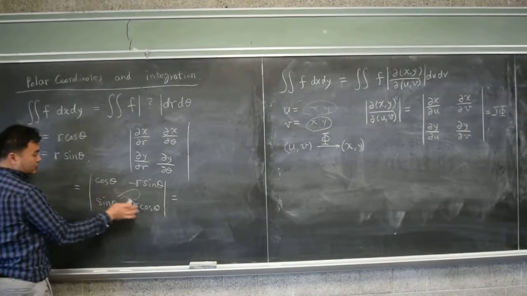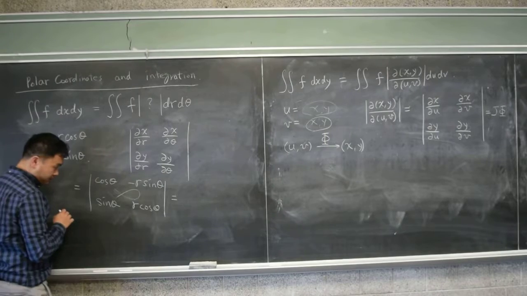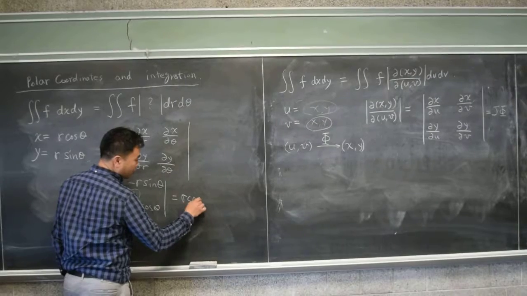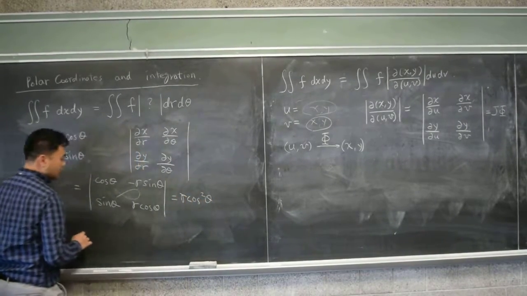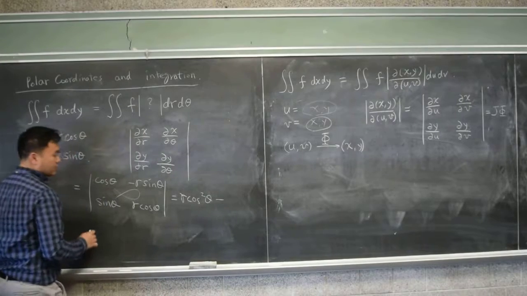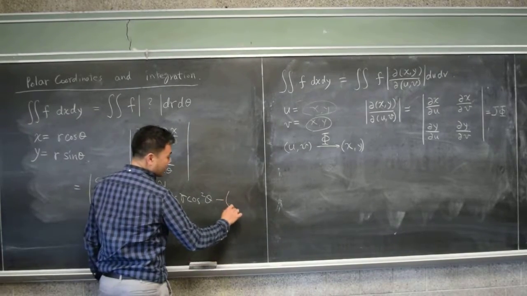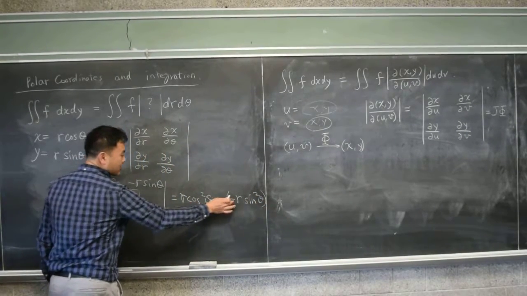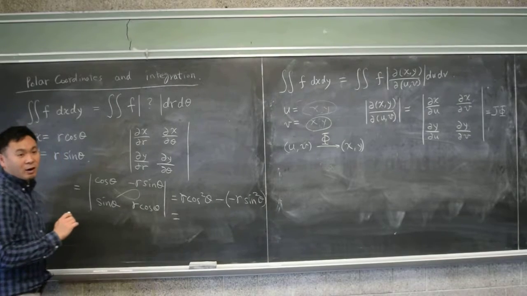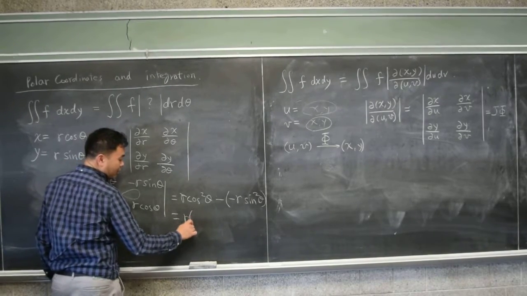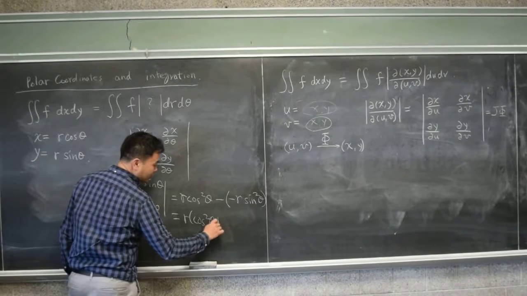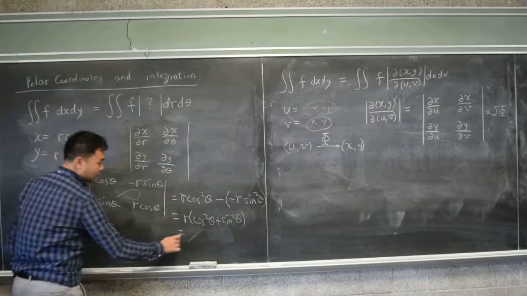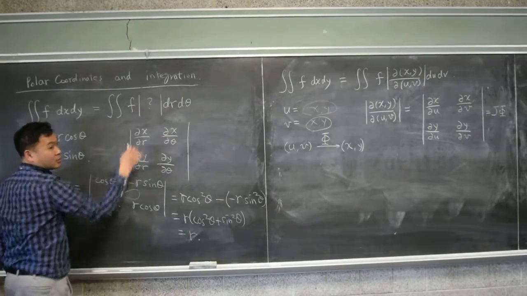Like this. So this times this minus this times that. So cosine times r cosine theta, that's r cosine squared theta. And then minus, this times this is negative r sine squared theta. Minus minus is plus, and since they both have r, I can factor the r out, which gives you cosine squared theta plus sine squared theta, which is 1. So you get r. Therefore, what goes in here? R.